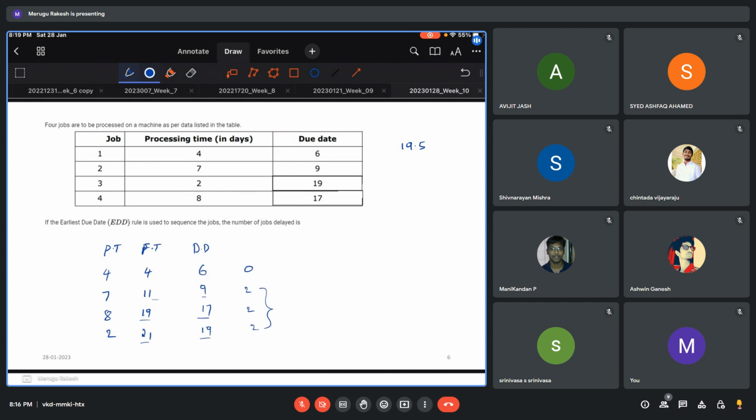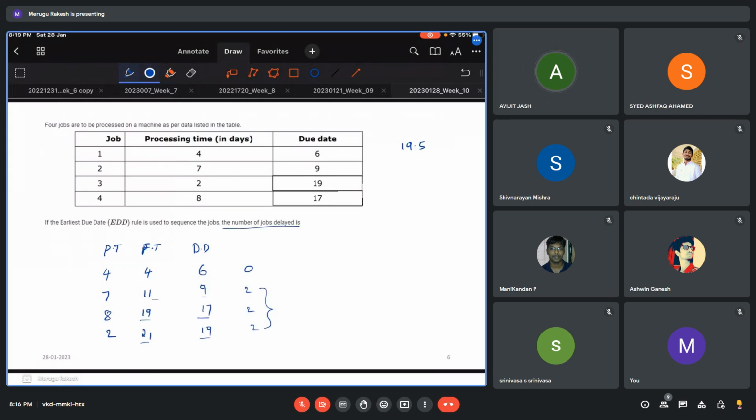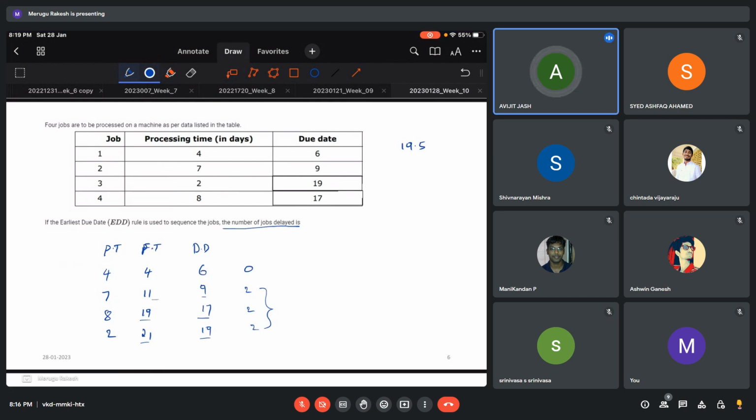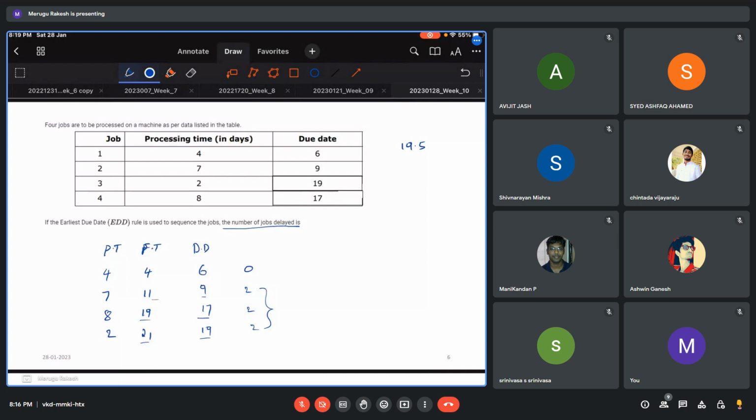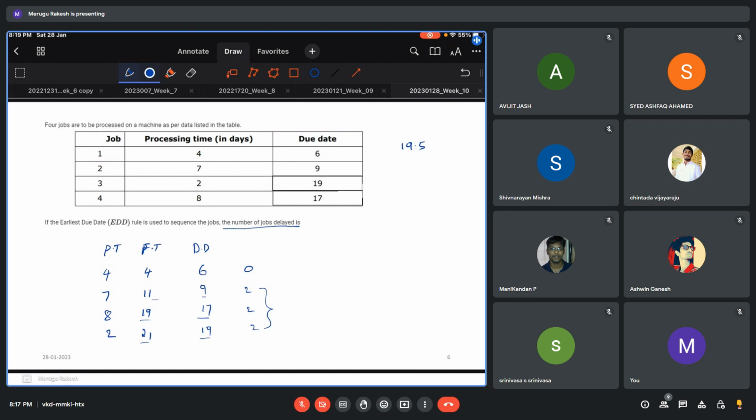What is this 19.5? They're asking you the number of jobs delayed, right? Three jobs delayed. Yeah.